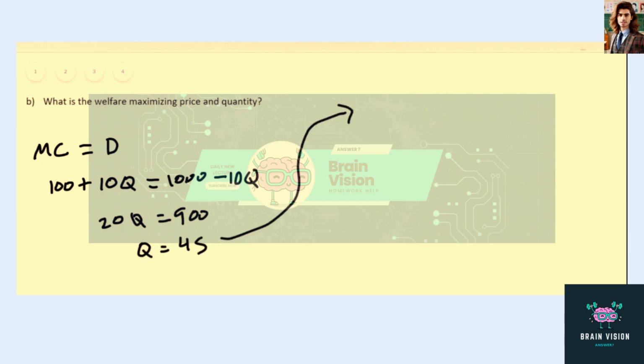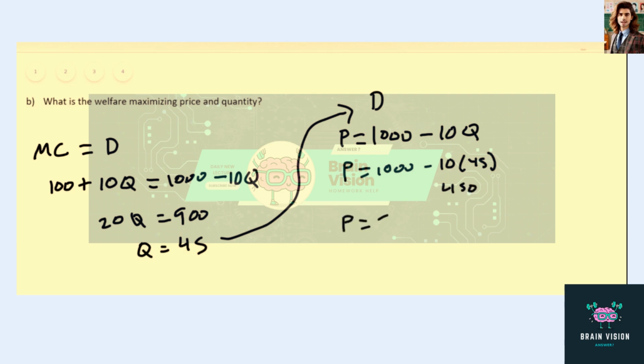And we get the price by plugging this into the demand equation, where we have price equals 1,000 minus 10Q. Price equals 1,000 minus 10 times 45, which is 450, and so price equals 550.